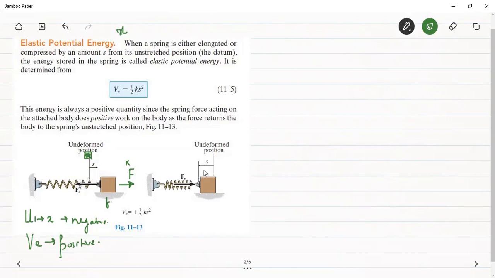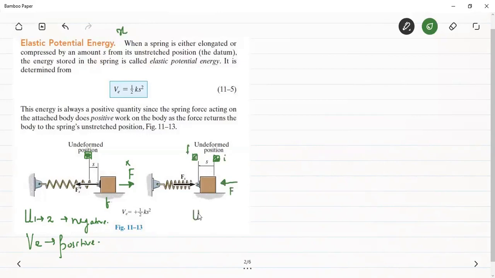Similarly, we can see the compression force in the spring. Now, this is the undeformed position of the spring. The block initially would have been in this position. Now, what we are doing here is we are compressing the block. We are applying an external force in this direction, which leads to the displacement of the block from this initial position to this final position, and the corresponding compression in the spring is represented by S.